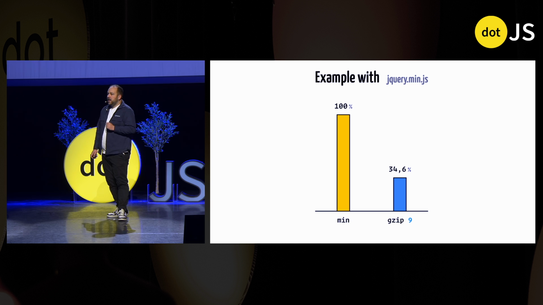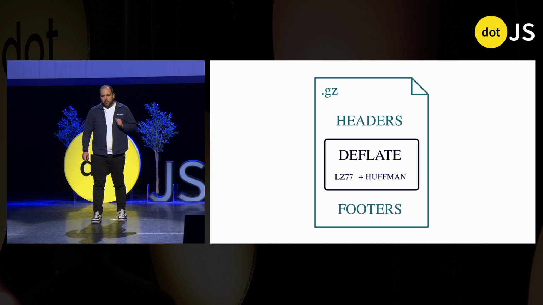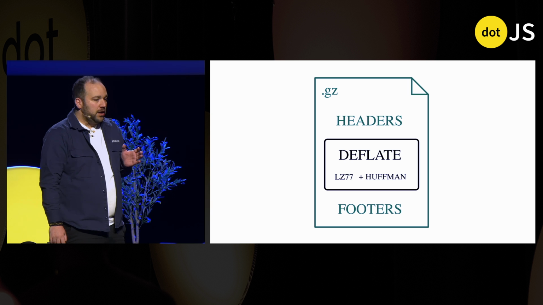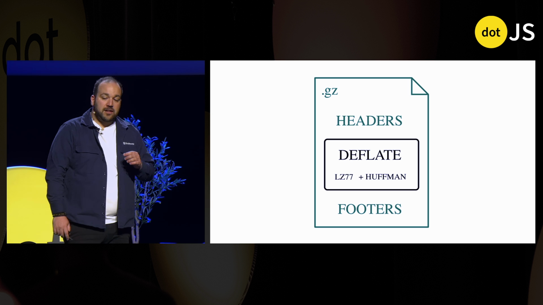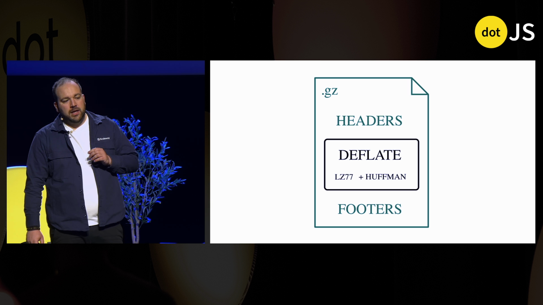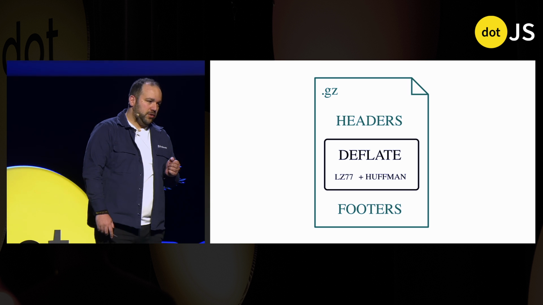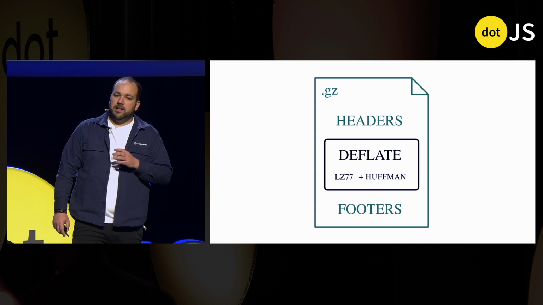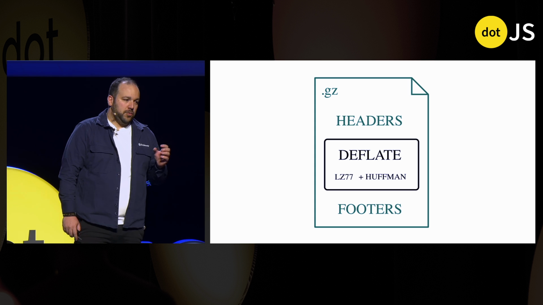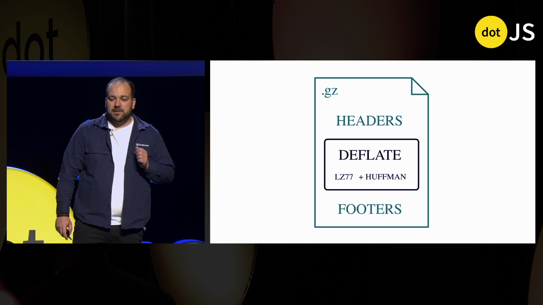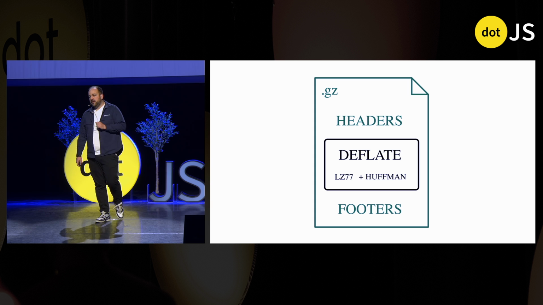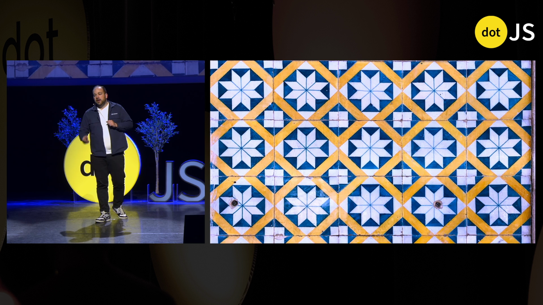And the magic behind gzip is not that complex. It's just a file with header and footers that uses deflate blocks, which use two algorithms: Huffman encoding, which focuses on encoding bytes in the most optimized way, and Lempel-Ziv 77. Let's focus on Lempel-Ziv 77, okay?